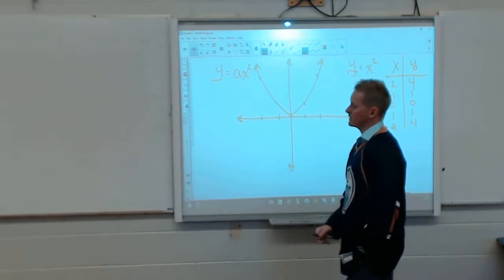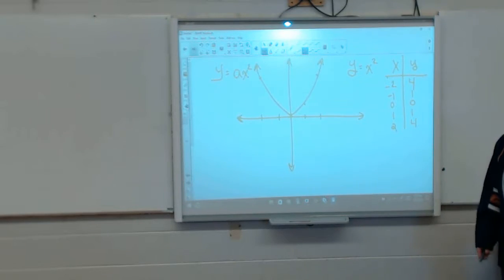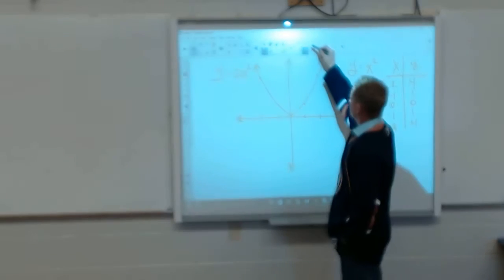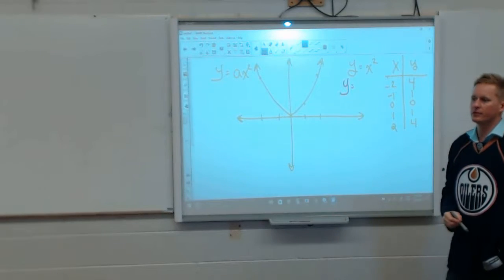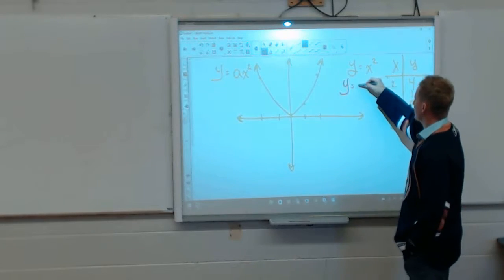So there's y equals x squared. Okay? First thing I want to show you is what happens if a is less than 0. What happens if a is a negative number?